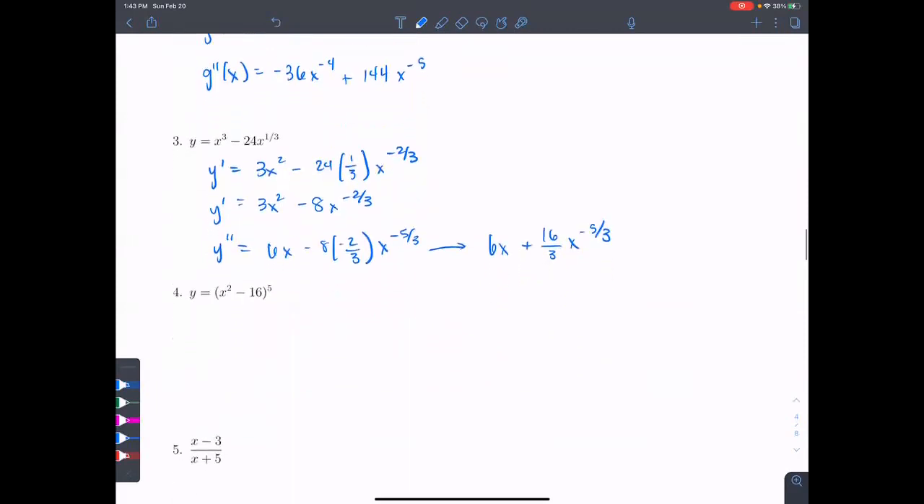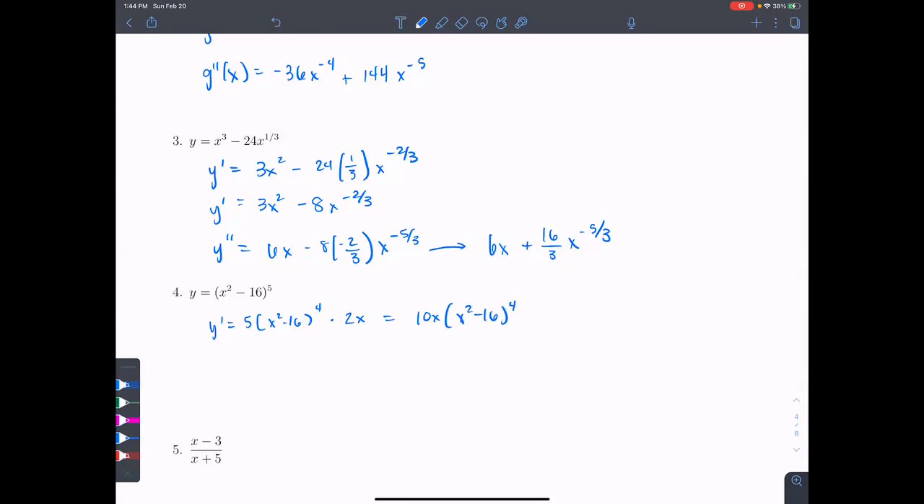All right, this is going to be interesting. So y prime here is going to require a chain rule. So exponent down front, decrease it by 1, leave the inside alone, times the derivative of what's inside, which in this case would be 2x. So I'm going to rewrite that as 10x times x squared minus 16 to the 4th.